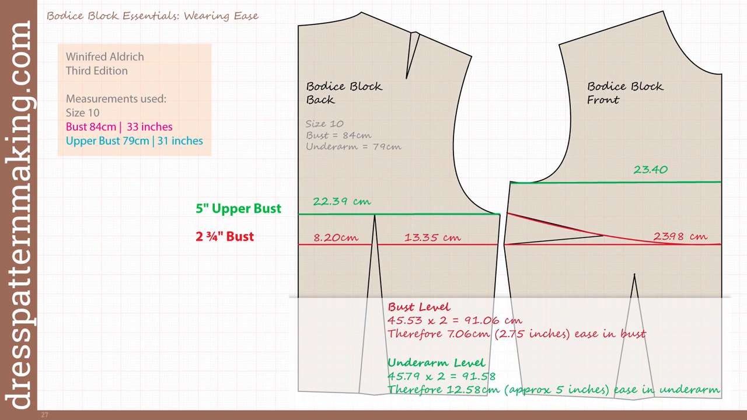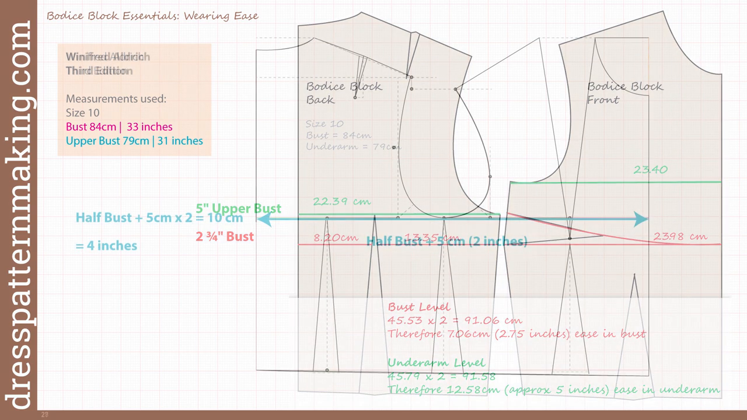With Winifred Aldridge's system, it wasn't so complicated, and it ended up with 5 inches ease in the upper bust and 2¾ in the bust. I did the drafting in centimetres, as Winifred Aldridge uses the metric system, as do I, and this actually is an image that I've used before, and I couldn't be bothered redoing that graphic in inches. So basically it does end up with that ease that I've specified there, and I will just show you briefly in the next few slides.